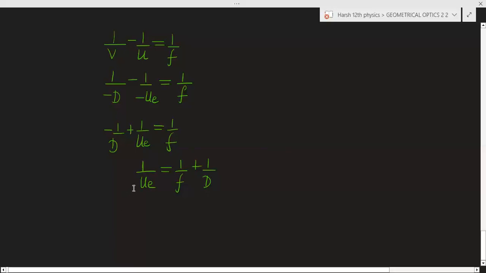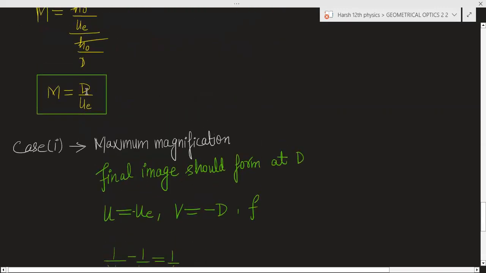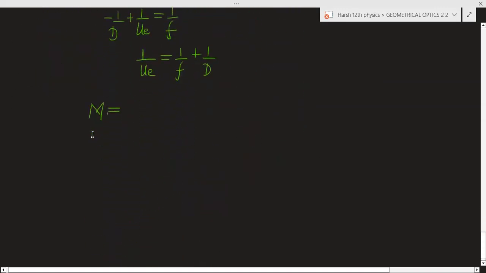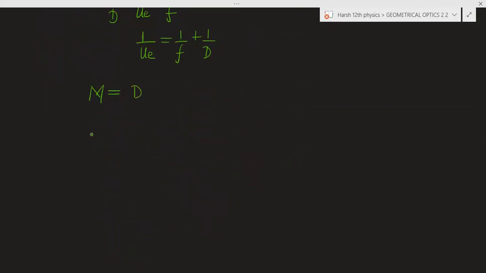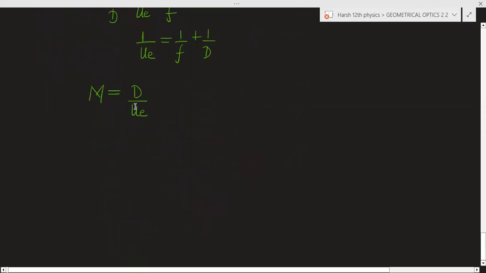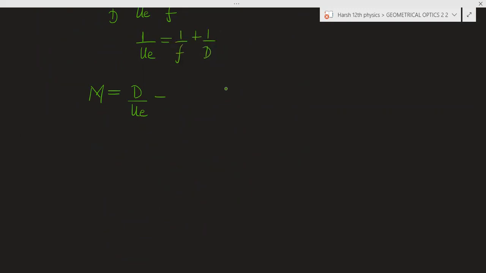This will be the value of 1 upon UE. Now, what was the magnification for the microscope? D divided by UE. Now, here we have 1 upon UE, right? So we can put the value of 1 upon UE, that is D multiplied by (1 upon F plus 1 upon D).